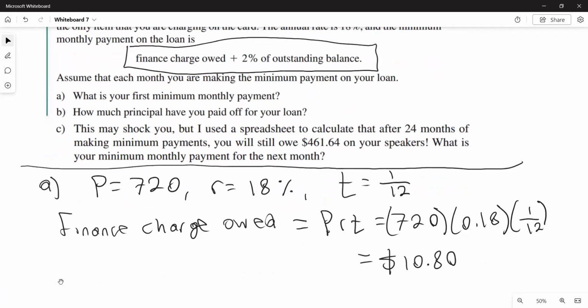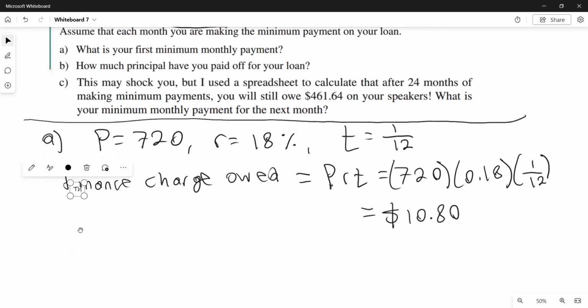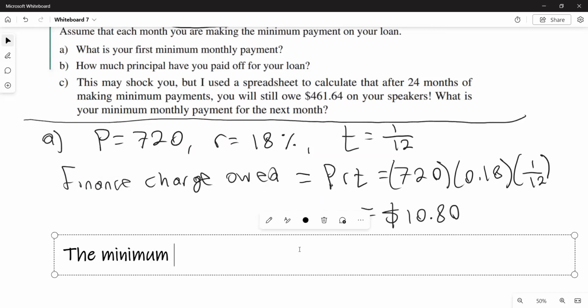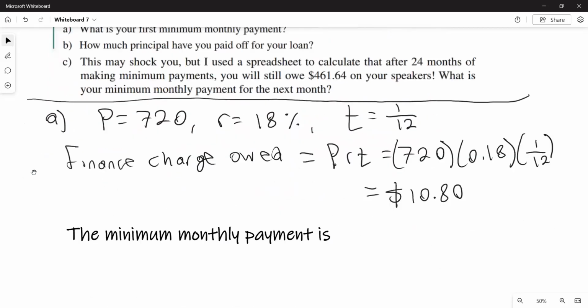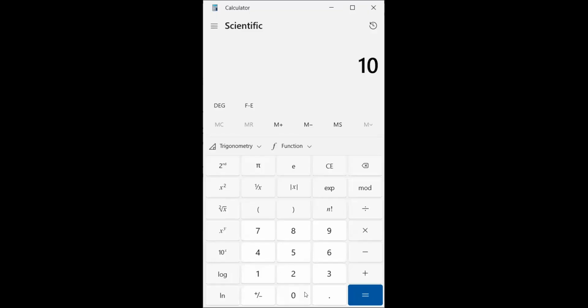And the minimum monthly payment is the finance charge plus 2% of the outstanding balance. So that's going to be $10.80 plus 2% of the outstanding balance, so that's 2% of $720. Let's calculate that. This is 10.80 plus 2% of $720. And the minimum monthly payment is $25.20.